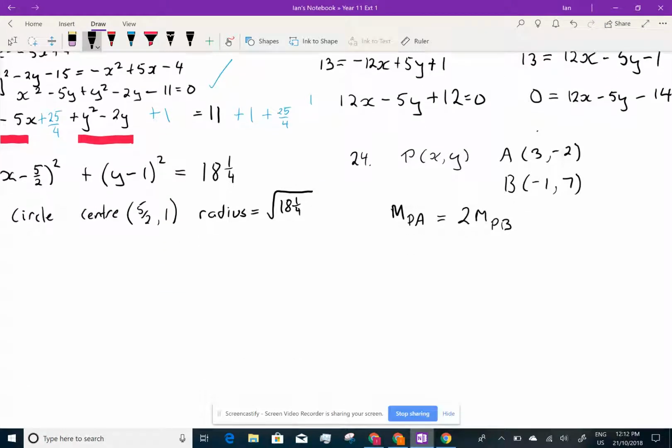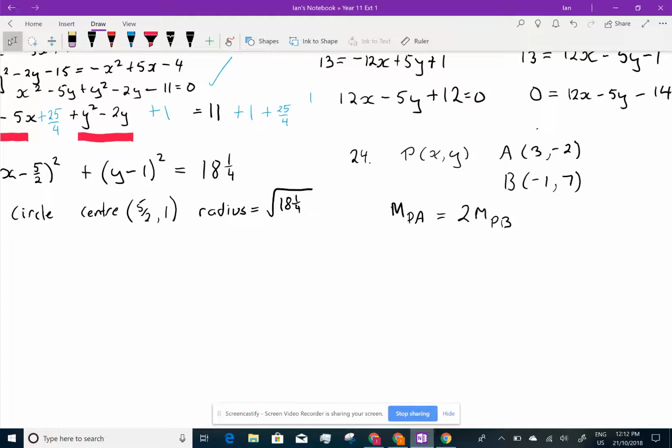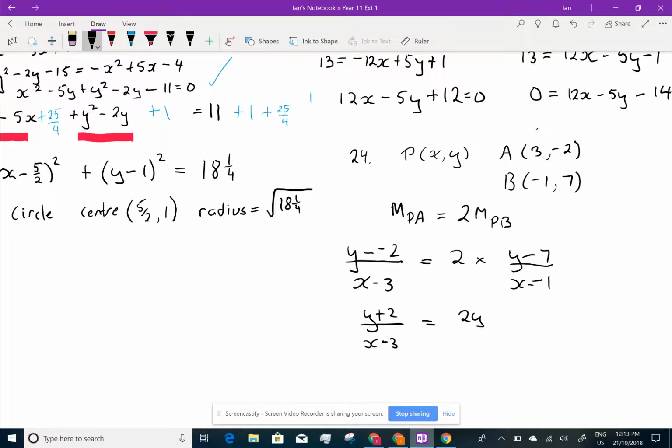And now it's just a case of doing the algebra. Now we know the gradient formula. It's y2 minus y1 on x2 minus x1. So PA is y minus minus 2 on x minus 3. And that equals 2 times the gradient of PB, which is y minus 7 on x minus minus 1. So we get y plus 2 on x minus 3 equals 2y minus 14. Notice that I've multiplied the 2 through the top on x plus 1.